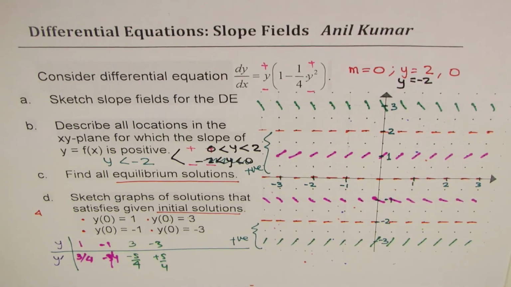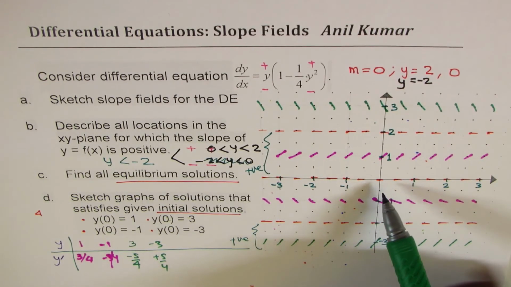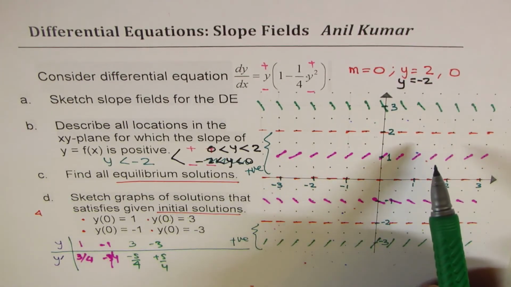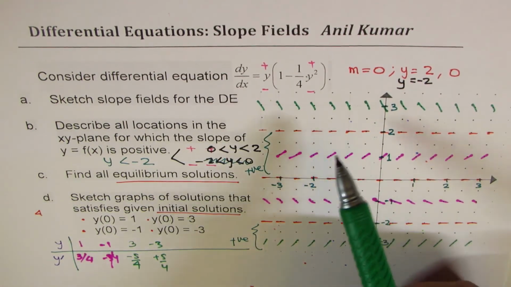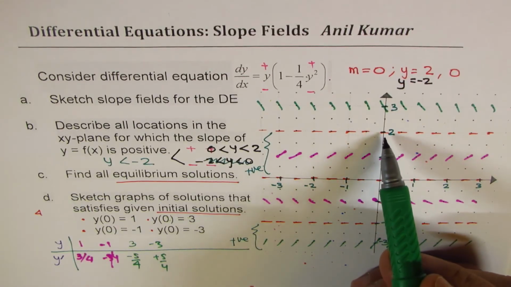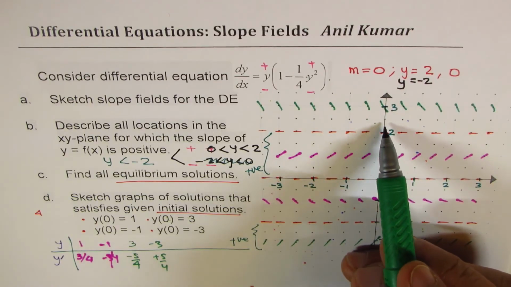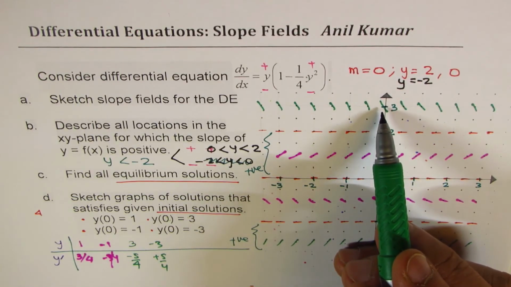Correct? So we have more or less filled in the slopes. Now we could take values like 0.5, also in between, to fill up these gaps, right? And then get a better graph. Correct? Now the idea is that as the y value becomes greater than 2, we are having negative fields, correct? So if I have 2.5, in that case the slope will be slightly lesser than this.